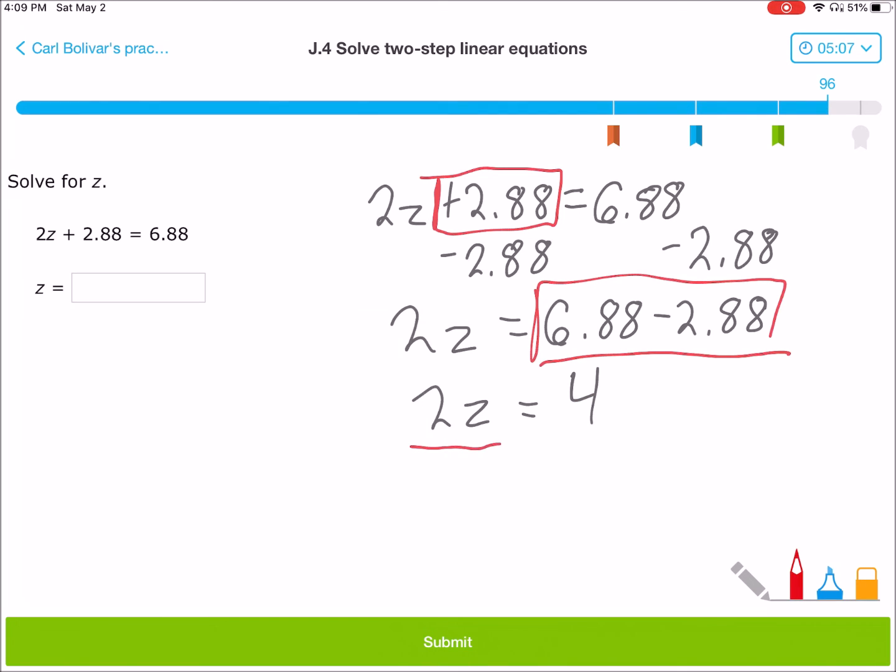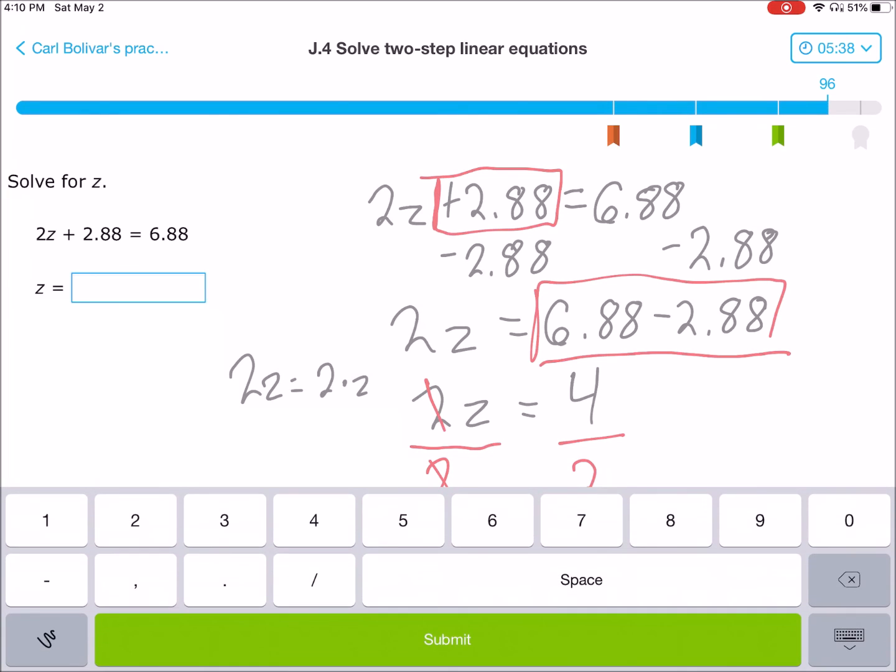Now we will divide, since 2z is essentially 2 times z. So we will divide by 2 to get rid of that 2. We will divide the other side by 2, since what you do on one side, you have to do to the other side. This will be left with z is equal to 2. Great. That's our answer, 2.